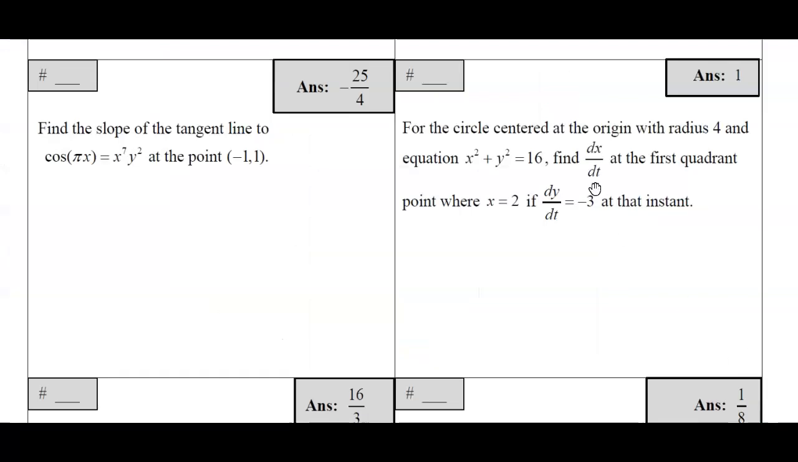Okay. For this problem here, it says for the circle centered at the origin with radius 4 and equation x squared plus y squared equals 16, find dx/dt at the first quadrant point where x equals 2. Are you concerned because there's a t? I'm pretty sure I just typoed that. Oh, yeah. Okay, let me pause, hold on, because I have my answer key as well.